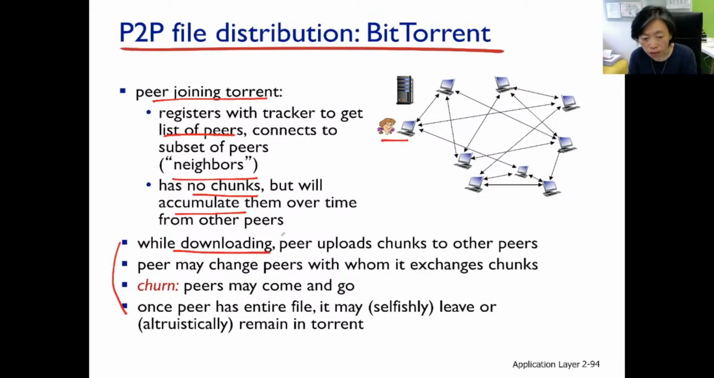Now, the general operation is this. Each peer will be downloading chunks while also uploading chunks to other peers. And the pairs of peers exchanging chunks could change from time to time. So they may change the peers with whom they exchange chunks. And peers might just go away and come back in the middle of the exchange. That could be a bit disturbing. There's a special term for it called churn. Hopefully there's a small amount of churn, but sometimes it's not really controllable. And in the end, once the peer has the entire file, a selfish peer might just leave the P2P network entirely. Those who are more considerate might remain on the torrent.